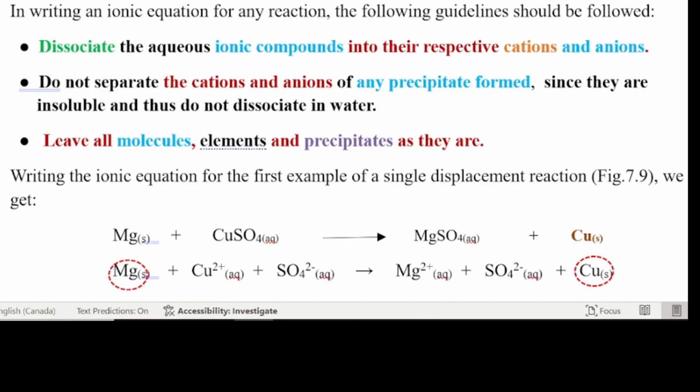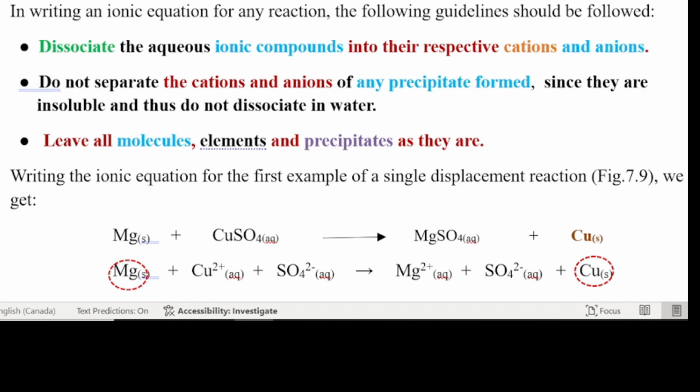So what I'm saying is this. This will set the ionic compounds into their respective cations and anions. Like I have this copper sulfate here, okay? You break that down into its respective cation. So this is one of the ions and that's the other ion here.